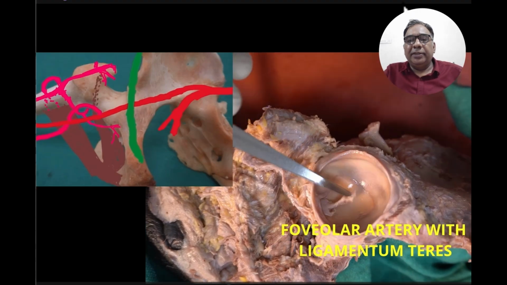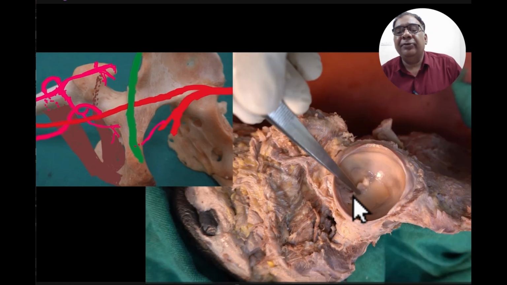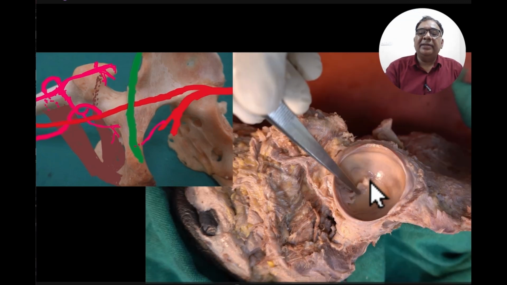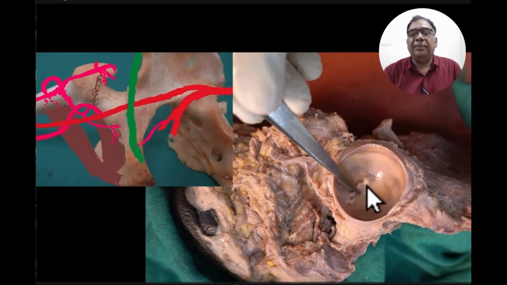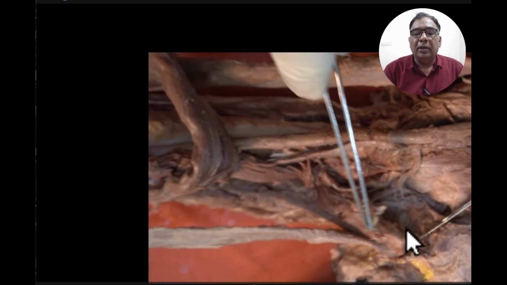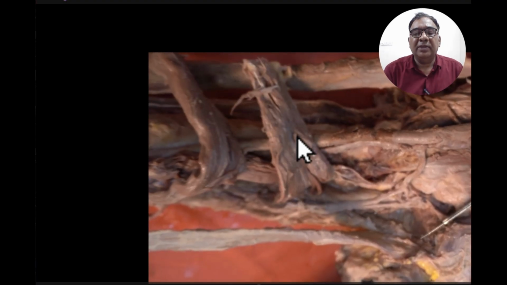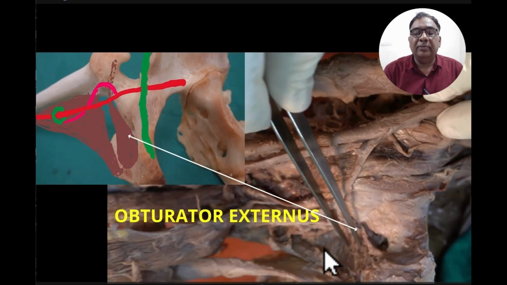In acetabulum, it gives branch to contents of acetabular fossa and it gives some branches which run along with ligamentum teres or ligament of head of femur. And branch of acetabular artery which runs with ligamentum teres, that branch is called foveolar artery and gives arterial supply to head of femur. After reflecting of adductor brevis muscle, we will get adductor magnus muscles.